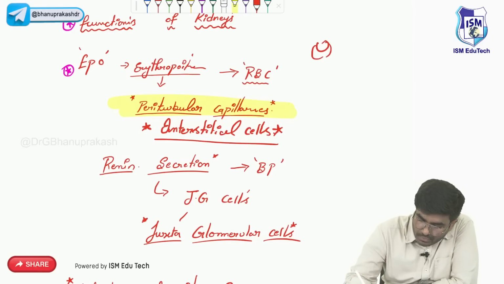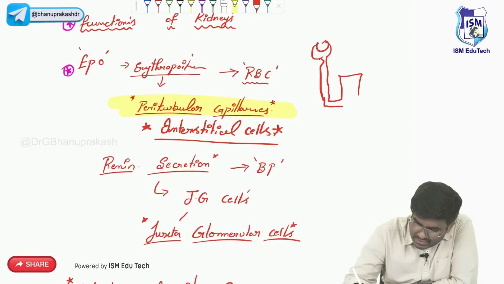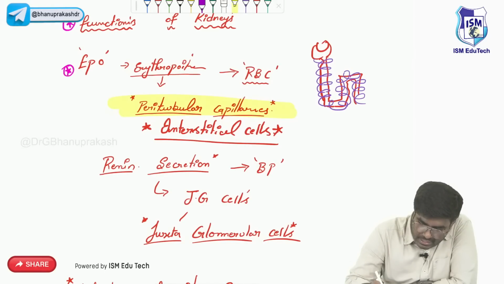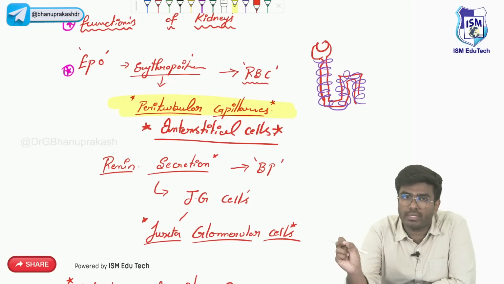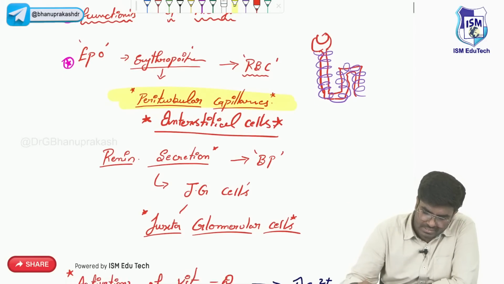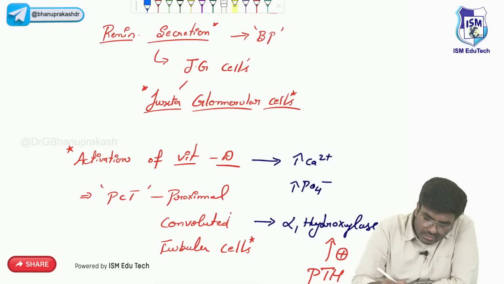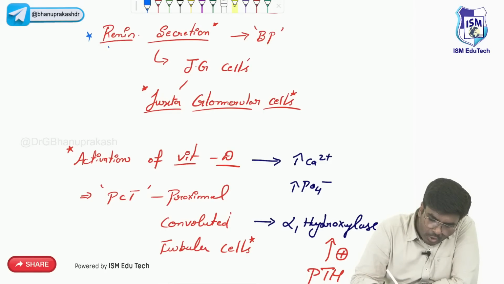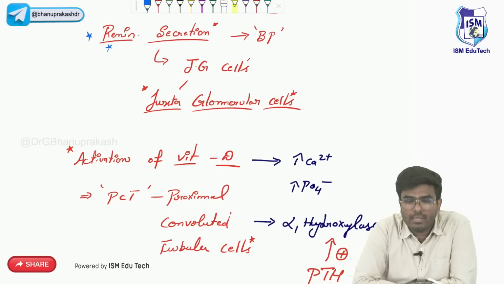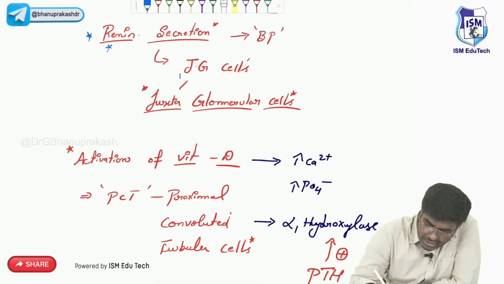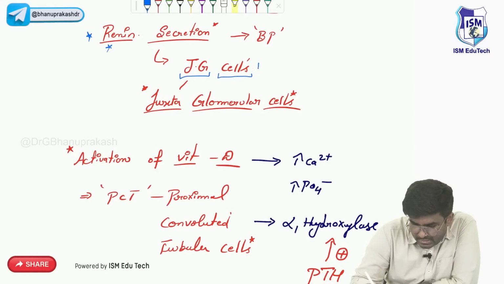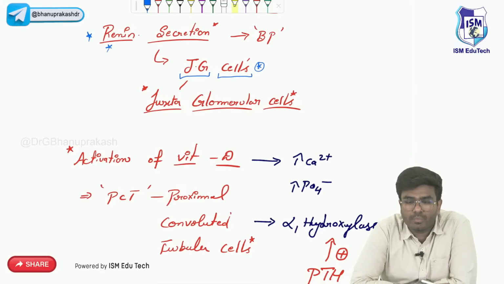If this is the nephron, I'm just showing you the nephron in a simple way. The nephron is surrounded by blood vessels called the peritubular capillaries. The interstitial cells of these peritubular capillaries produce erythropoietin, which helps in the production of RBCs. Now your kidneys can produce an enzyme called renin. Which part of the nephron produces renin? The juxtaglomerular cells.